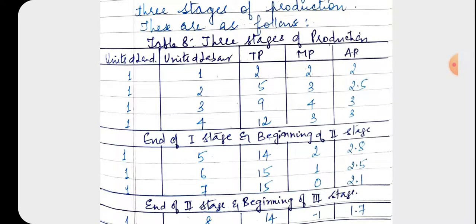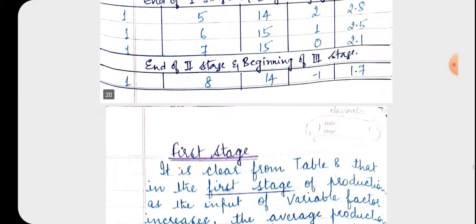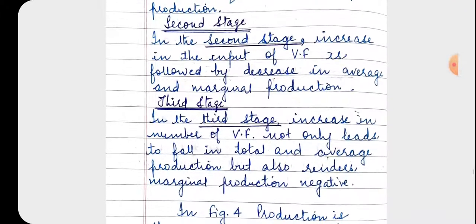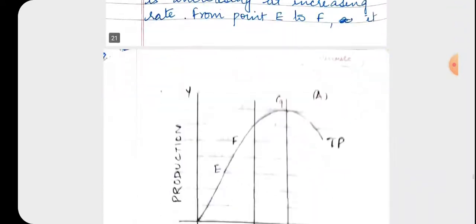The first stage is where total production is increasing, marginal production is increasing, and subsequently it falls and becomes equal to average production. This is the end of the first stage. Second stage is where the marginal production is declining and it turns zero and the total production is maximum. Third stage is when marginal production turns negative and total production starts falling. These are the things which I have already told you. First stage, second stage and third stage.